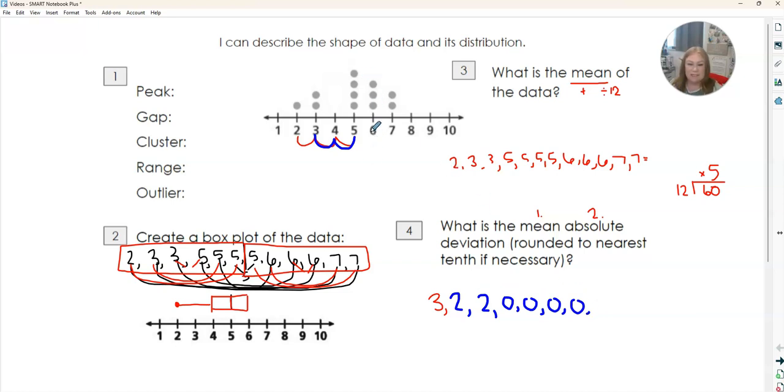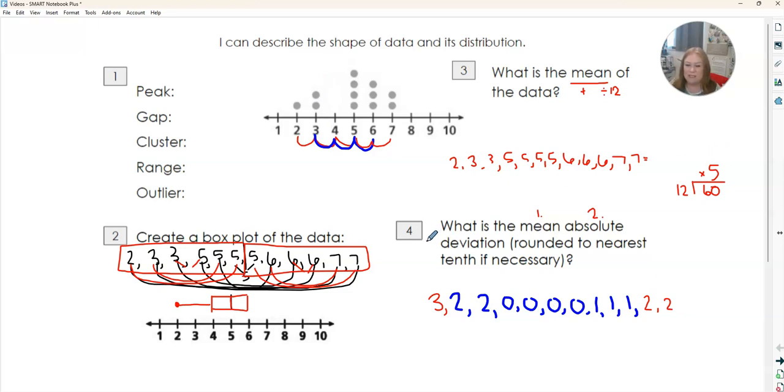Then to get from 6 to 5 is a distance of 1. So I have 3 6s. Those are all 1s, 1s, 1s. And then to get from 7 to 5 is a distance of 1, 2. So that 7 is a 2. And that 7 is a 2. So we found the mean. We listed all their absolute values to get to the mean. How far away are the numbers away from the mean?